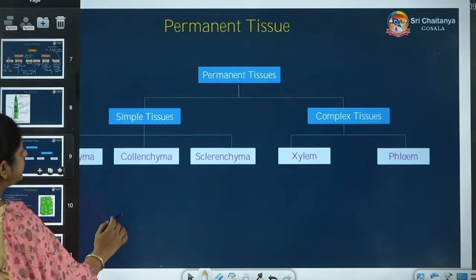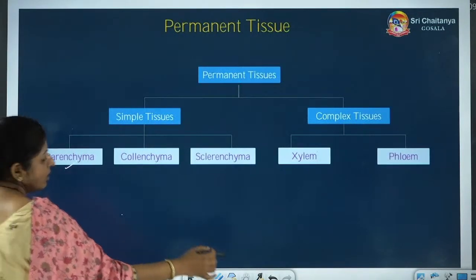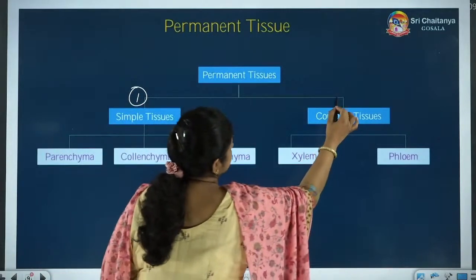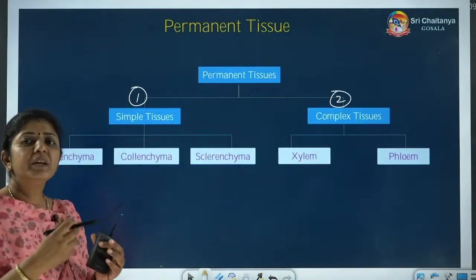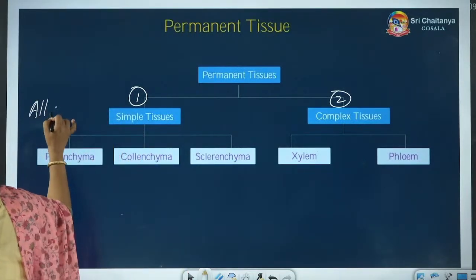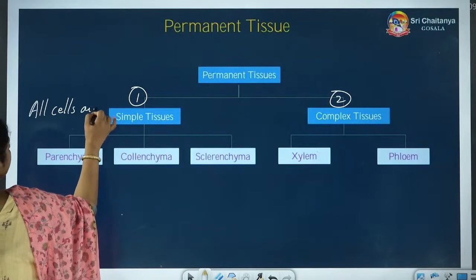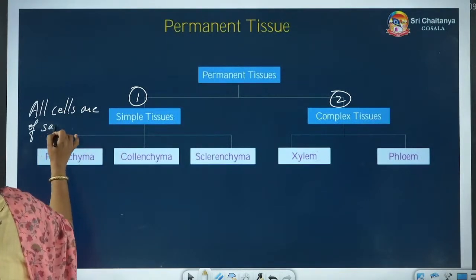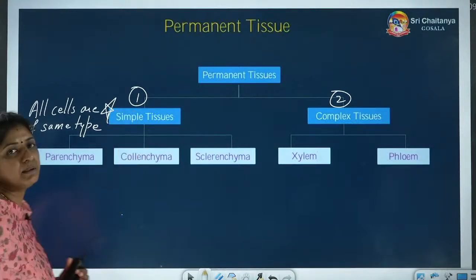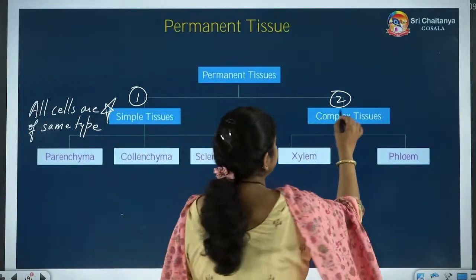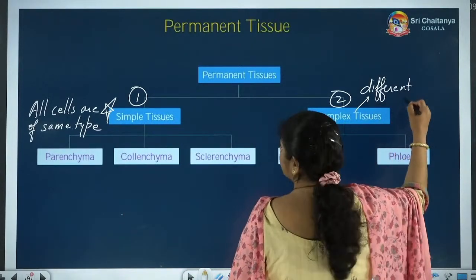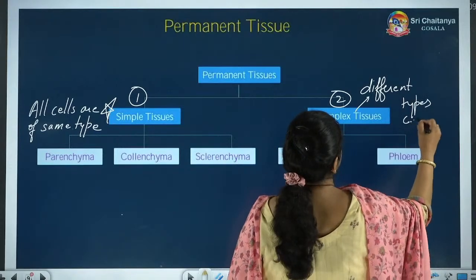Permanent tissue. There are two main categories, simple and complex. Now what do you mean by simple? Simple means when all cells are of the same type. When all cells are of the same type, such tissue you call simple tissues. And where we have different types of cells, that is complex.